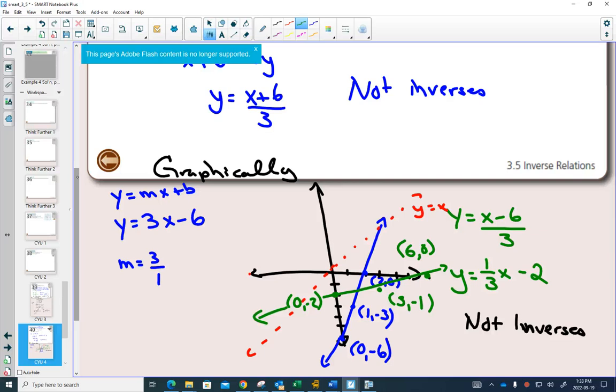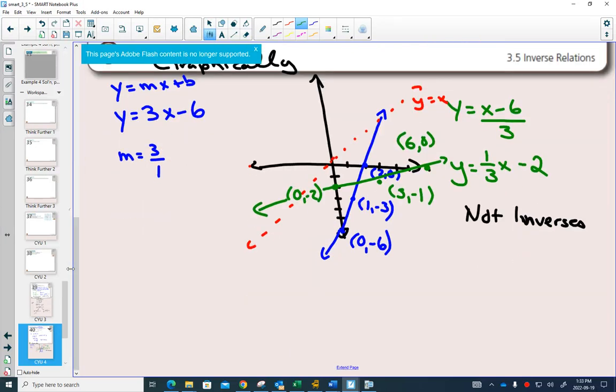Now, if we look at our second example, they start with y equals negative x squared plus 3, and then there's a comma, and x is bigger than or equal to 0.